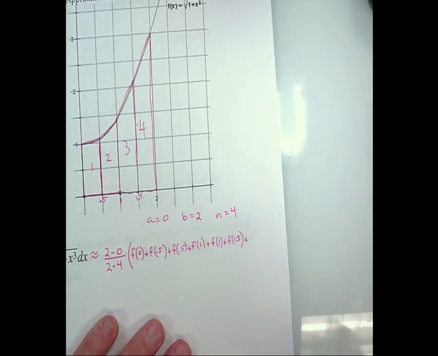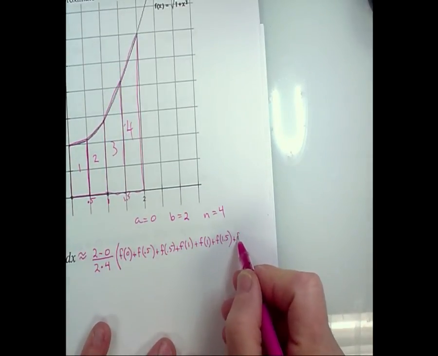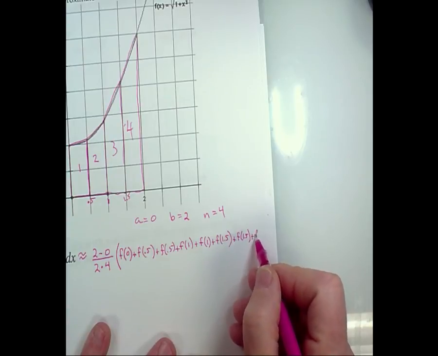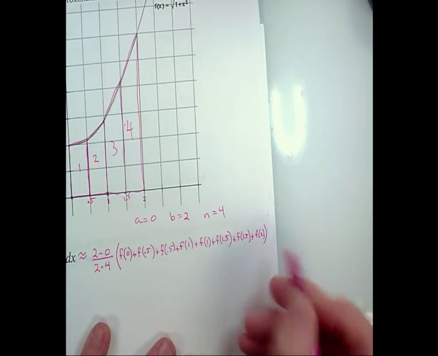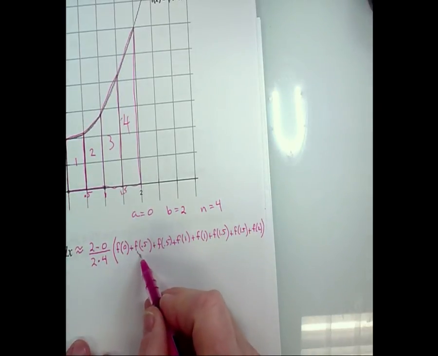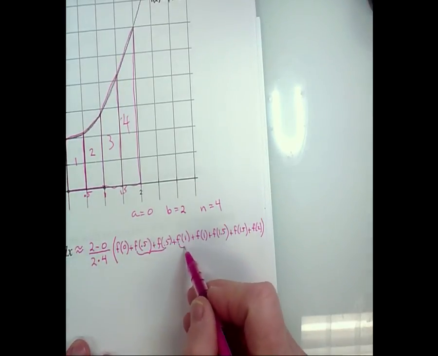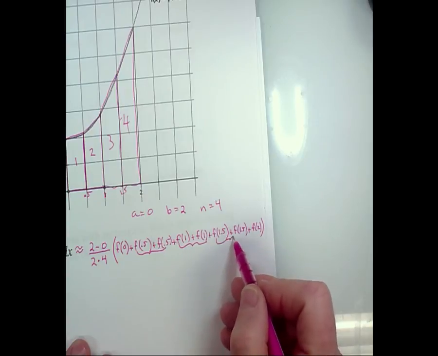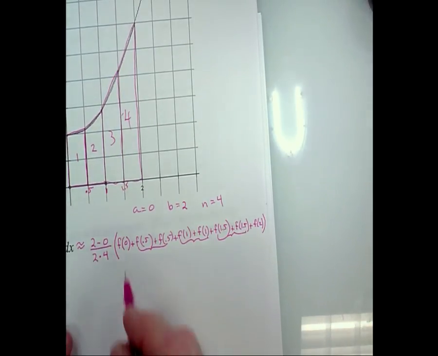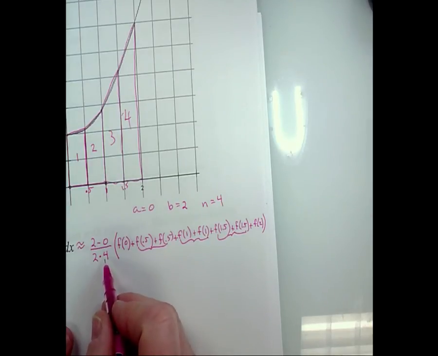Plus, I have to make sure I look over here, Alex, at you. Okay, f of 1.5 plus f of 2. Would you agree with that? And if you notice, because they're sharing sides, I get this doubling up, don't I? Right? For the middle ones. So I could say I have 2 over 8, which is 1/4.